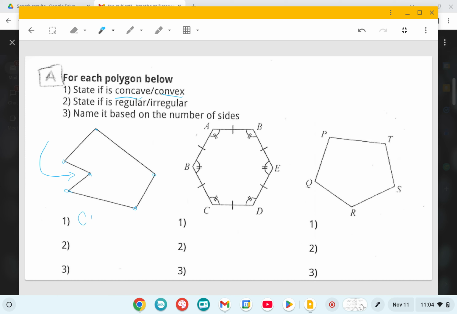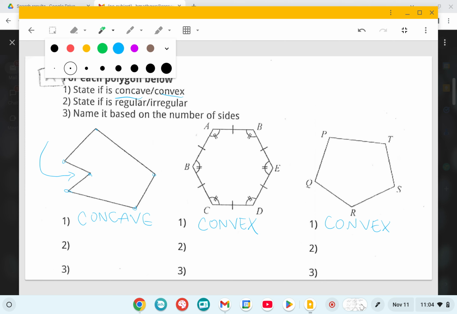So the only concave polygon of these three is the first one here. The other two are going to be considered convex because all of their vertices point outward. So that's pretty much all you need to know on that one. You need to know that difference, and that's what you need to be looking for when you sit down to the test.